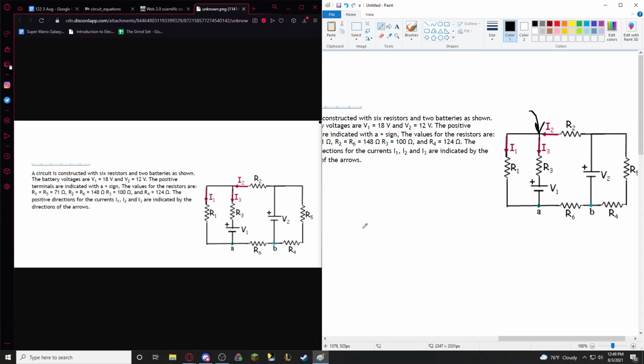Total current in? I2 is going, looks like it's going. Mm-hmm. And what's the total current coming out? I1 and I3. Yep. Oh, wow. I2 is equal to I1 plus I3. Boom. That's one equation we can write down.